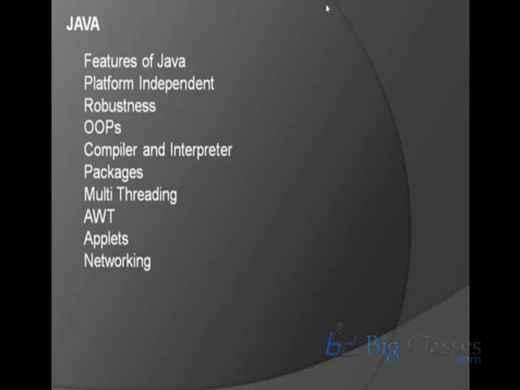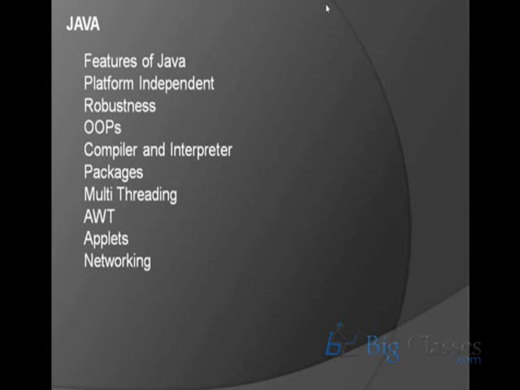And the next one is OOPS. It will support all the object-oriented features. The main three pillars of object-oriented programming languages are data encapsulation, inheritance and polymorphism. Regarding this, we'll discuss later. And it's a compiler as well as an interpreter. Already I told you there are subcomponents available in your JDK. By using javac you can compile the programs, by using java you can run the programs. That's why it's a compiler as well as an interpreter.